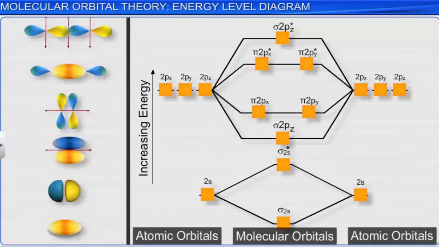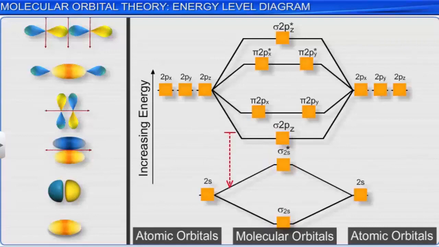Thus, the interaction between the valence shells of two oxygen atoms leads to the formation of 8 molecular orbitals: sigma 2s, sigma star 2s, sigma 2p, sigma star 2p, pi x, pi y, pi star x and pi star y. Due to the difference between 2s and 2p atomic orbitals, the resultant molecular orbitals sigma 2s and sigma star 2s lie below the other 6 orbitals.